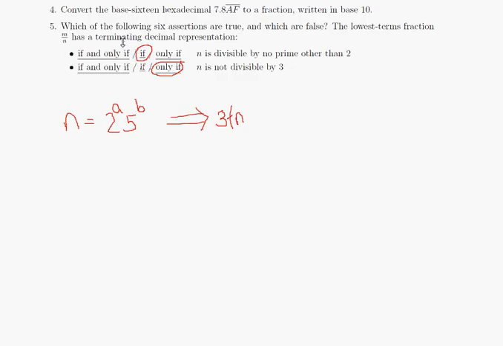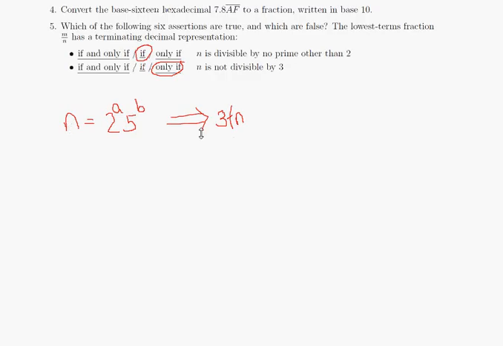So if it terminates, that implies that n is not a multiple of 3. However, it could be something else. It could be an if. So we don't have an if and only if here. It's strictly an only if. Okay, so that is problem number 5.